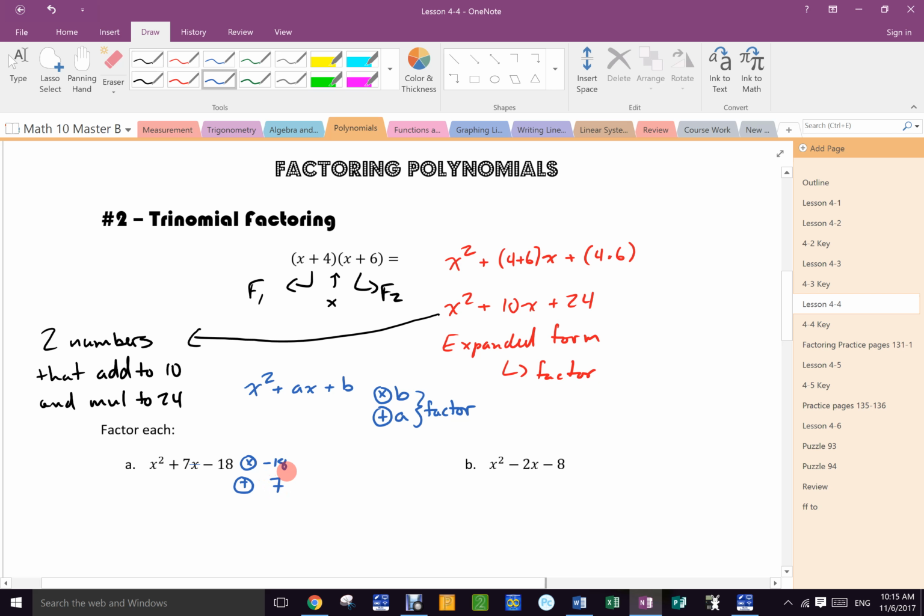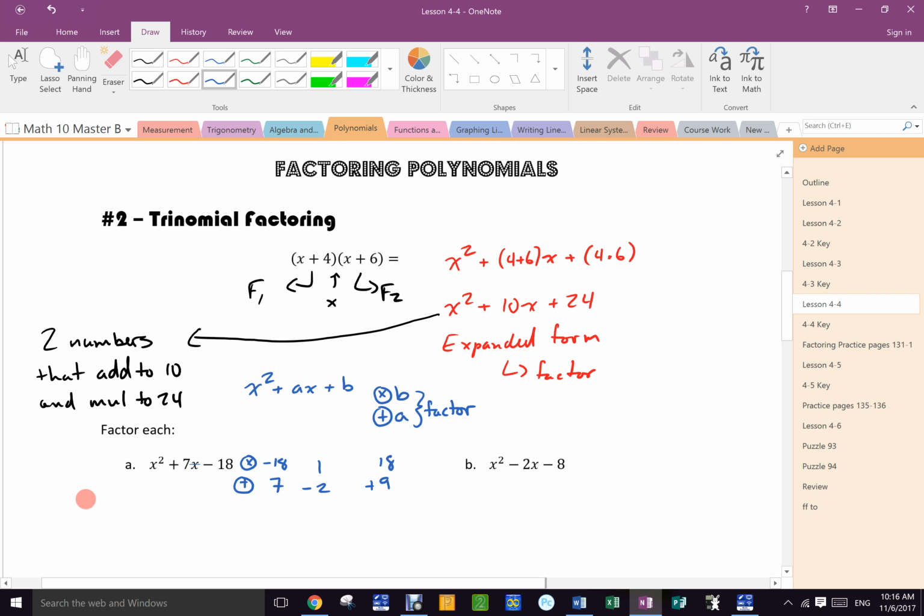So what are the numbers that will multiply to 18? Now we got to be systematic. Is it 1 and 18? Will they get me to 7 in any way? No. Is it 2 and 9? 2 and 9 will get me to 7, won't it? I need a positive 7, yes? So is it 9 minus 2 or 2 minus 9? So the 9 has to be positive and the 2 has to be negative, yes?